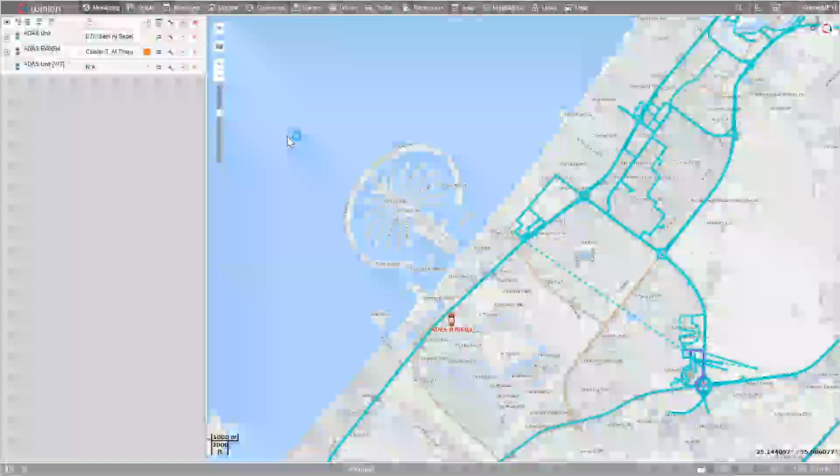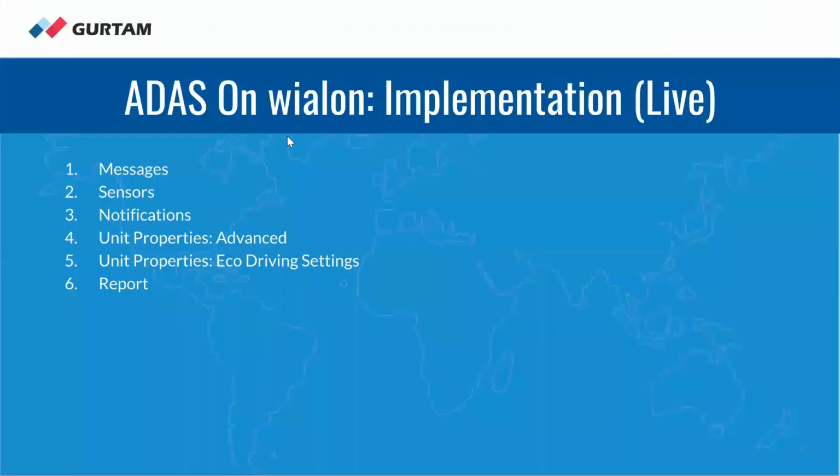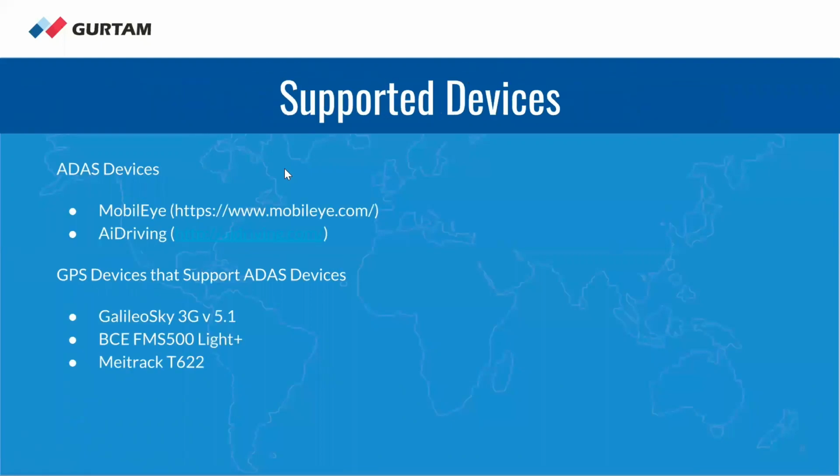Now we will go to the supported devices for ADAS. There are two sets. One is the actual ADAS sensor, which is supported. We are aware of Mobileye and AI driving. These two have been connected to RS-232 ports, and it can work with Galileo Sky, BCE FMS 500 Lite Plus, and Maytrack T622. So these are the three devices we have tried and tested the ADAS sensors.